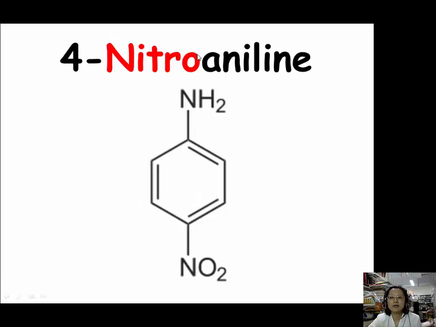Let's see our example for nitro. Our example is 4-nitroadenine. See, the NO2 group is here. It is an organic compound commonly used as an intermediate in the synthesis of dyes, antioxidants, pharmaceuticals, gasolines, and it also appears in gum inhibitors, poultry medicine, and as a corrosion inhibitor.